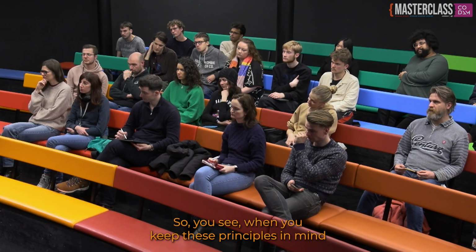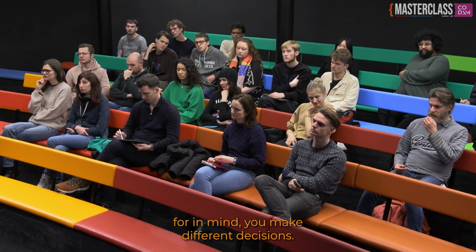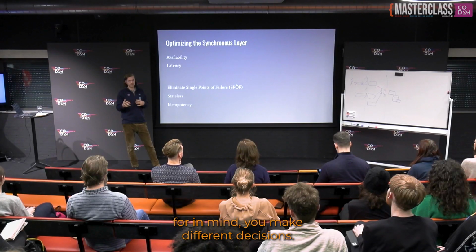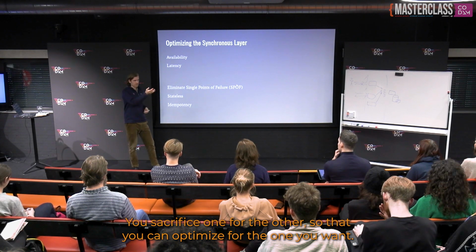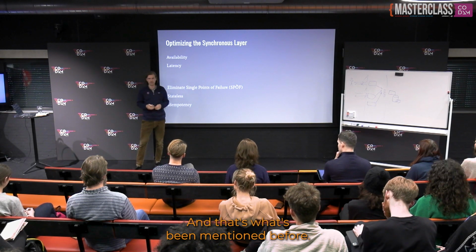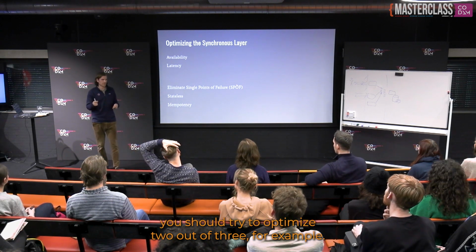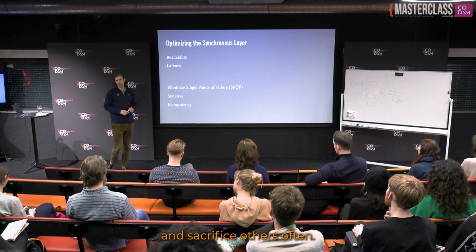So you see, when you keep these principles in mind and you keep the metrics you're optimizing for in mind, you make different decisions, right? You sacrifice one for the other so that you can optimize for the one you want. And that's what was mentioned before also. You have these theorems like, okay, you should try to optimize 2 out of 3, for example. So how you design your system, you optimize for some and often sacrifice others.